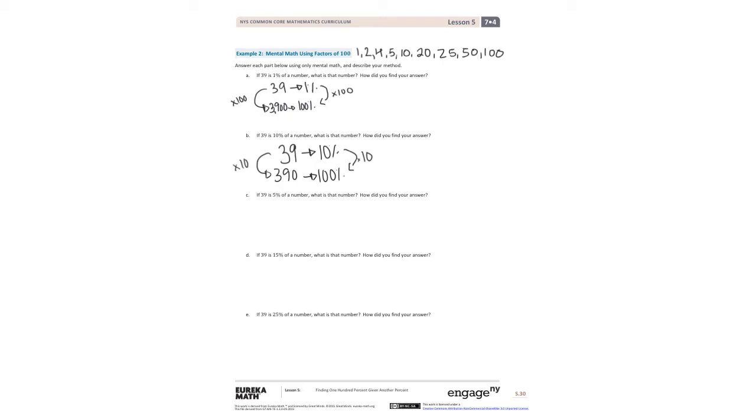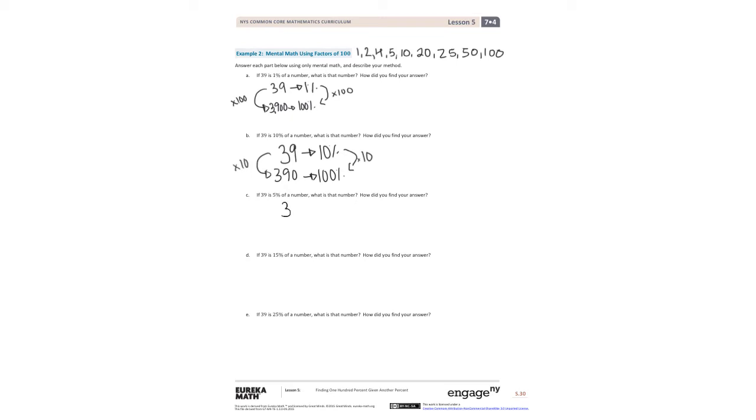Now 10 is a factor of 100, and there are 10% intervals in 100%. The quantity 39 corresponds to 10%, so therefore we have 39 times 10 in the whole quantity, and 39 times 10 equals 390. All right, moving on to C. If 39 is 5% of a number, what is that number and how did you find your answer?